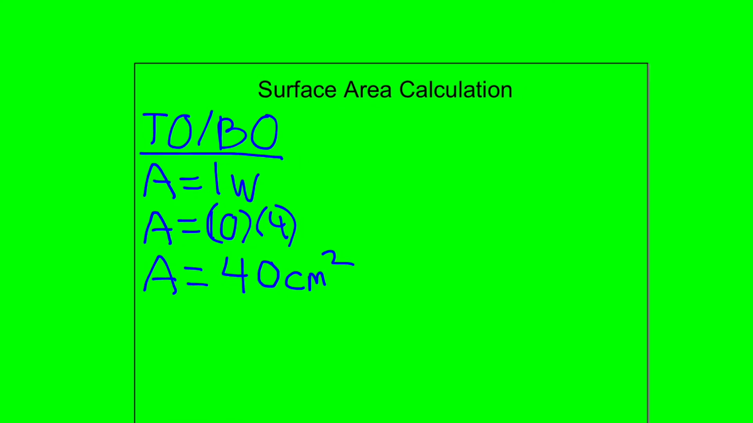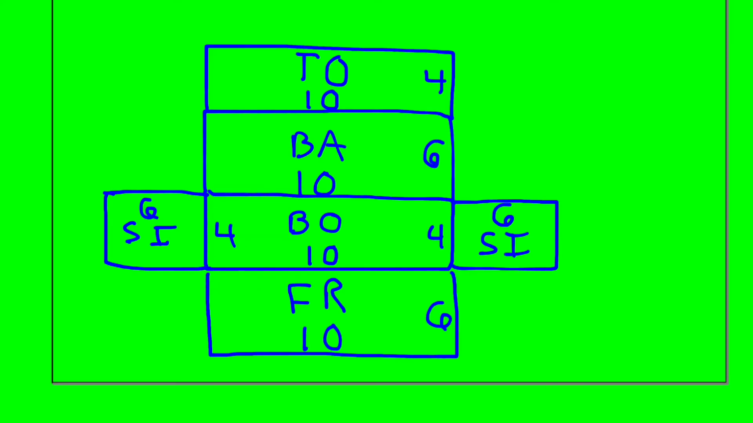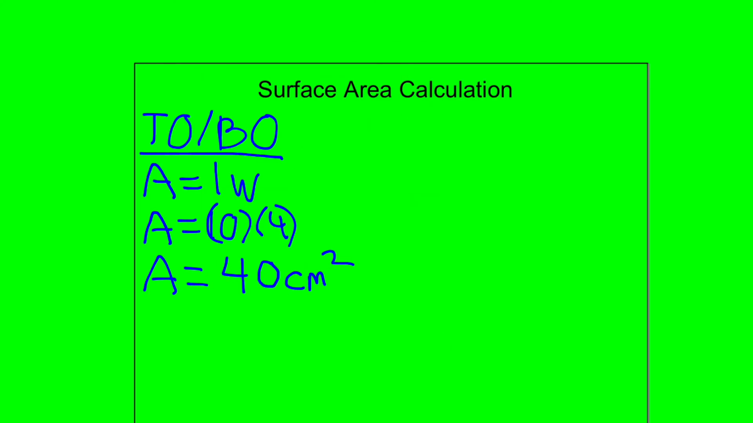But remember, that's just for one of them. We have 2 rectangles that are this area, right? This is for one of the top or the bottom, but we have 2 rectangles that are 10 by 4. So we have to take that area for one of them, and since there are 2 that are the same size, we have to double it. So the area of the top and bottom is 80 centimeters squared.